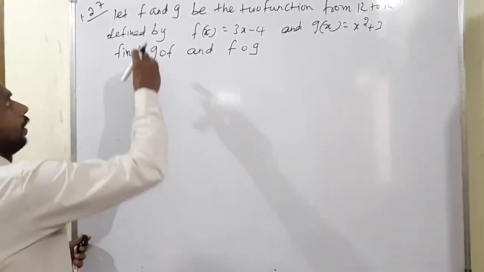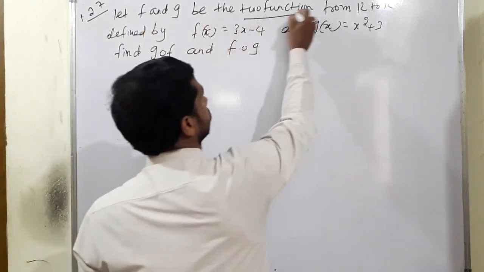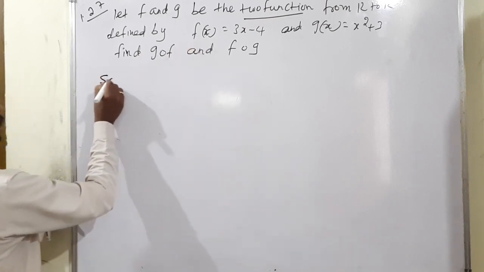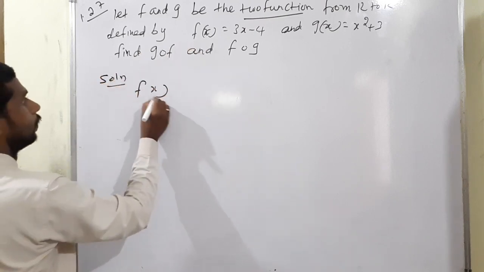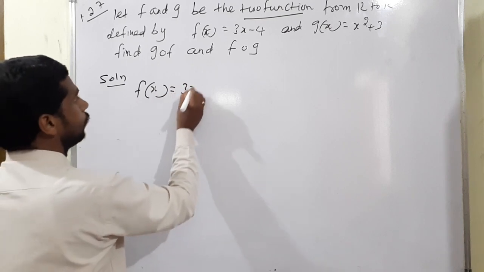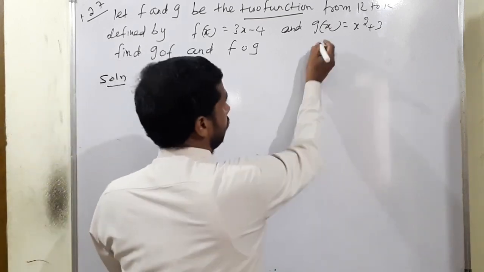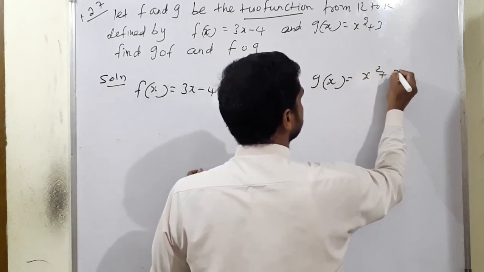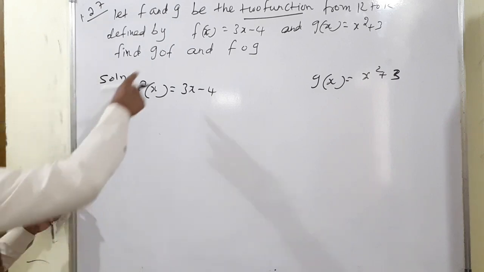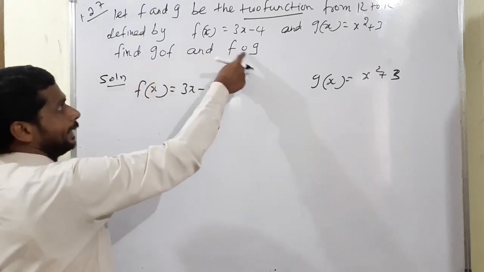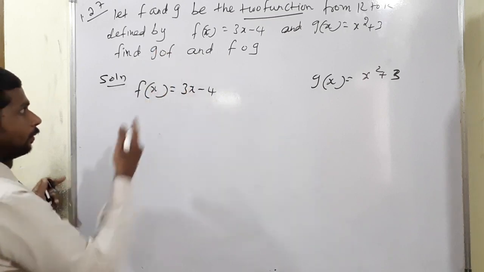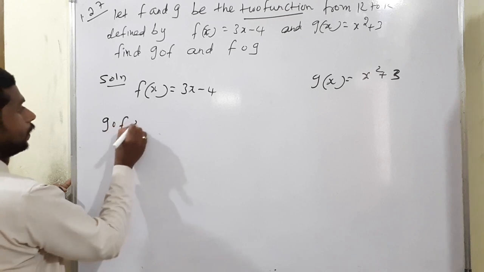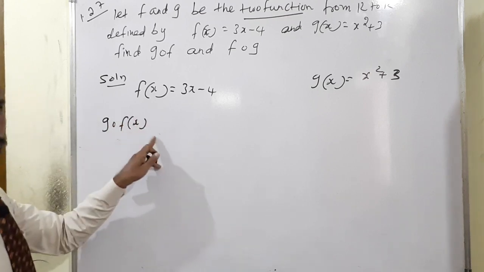Question 1.27: let f and g be two functions from real to real defined by f of x is equal to 3x minus 4 and g of x is equal to x square plus 3. Find f composite g and g composite f, or g dot f of x. Okay, first I am going to find g dot f. So, g of f of x.